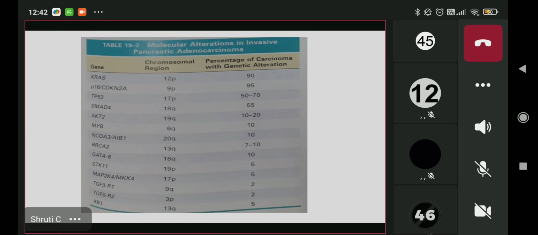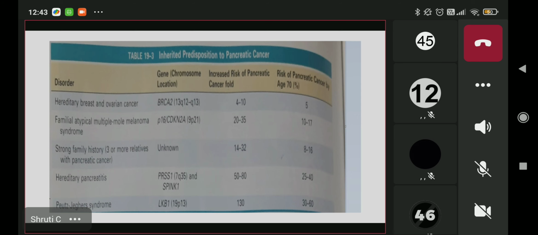This table is also given in Robbins. You should remember the KRAS gene in 90% of cases; P16, TP53, SMAD4 are the most common ones. At least you should remember these genes. And there are certain syndromes which show inherited predisposition to pancreatic cancer. Even this should be remembered. Like BRCA2. BRCA2 is also known to be associated with breast cancer and ovarian cancer, and plus, now you know, pancreatic cancer as well. Then multiple mole melanoma syndrome. There are some other syndromes which are known to be associated with pancreatic cancer.